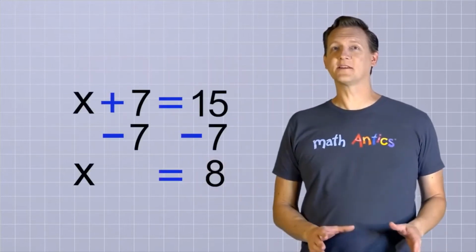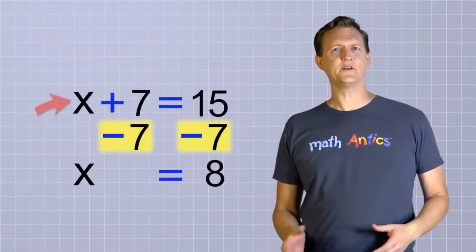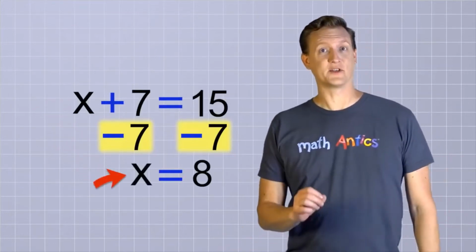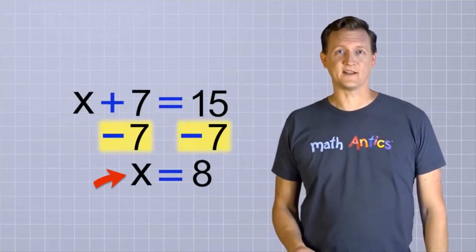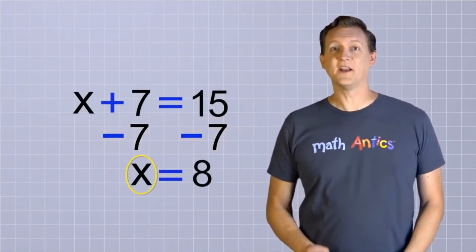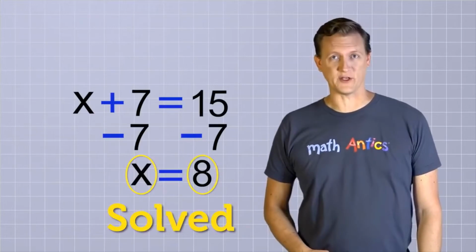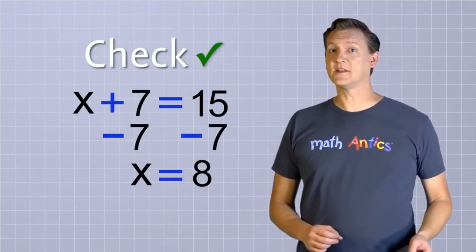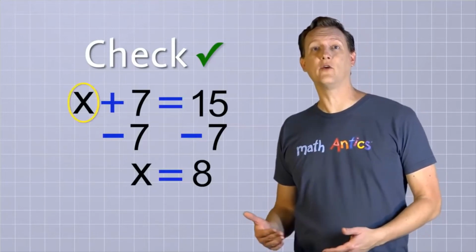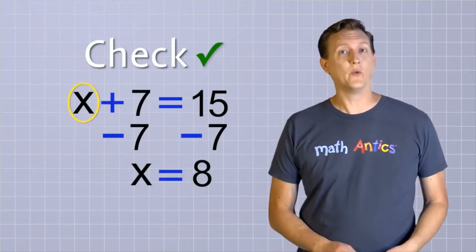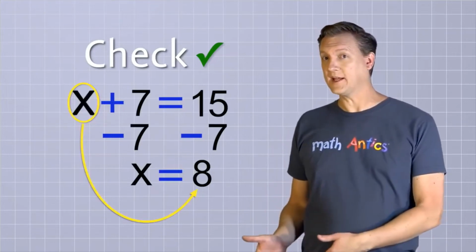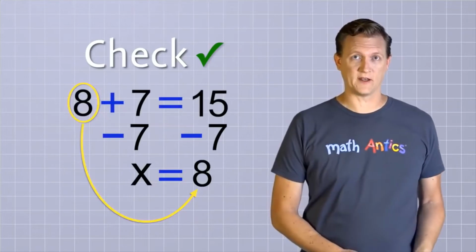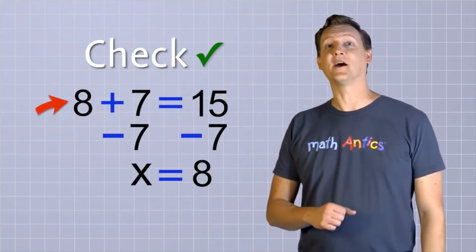There. By subtracting 7 from both sides, we've changed the original equation, x plus 7 equals 15, into the new and much simpler equation, x equals 8, which tells us that the unknown number is 8, and we've solved the equation. And to check our answer, to make sure we got it right, we can see what would happen if we replace the unknown value in our original equation with the number 8. Instead of x plus 7 equals 15, we'd write 8 plus 7 equals 15. And if that's true, then we know we got the right answer.